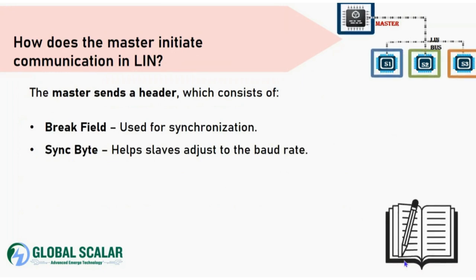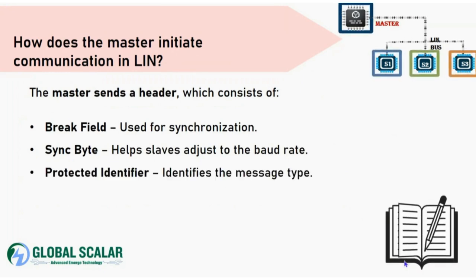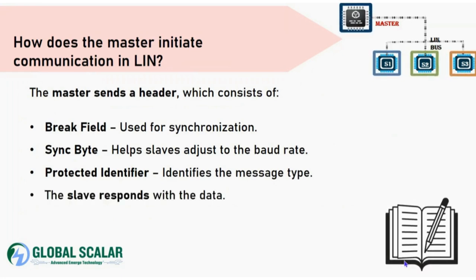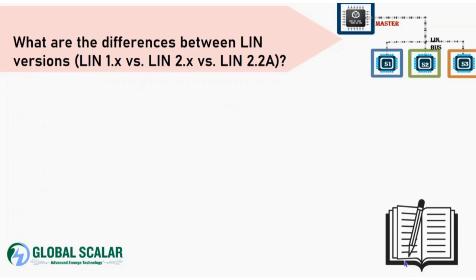The sync byte helps the slaves adjust to the baud rate, and the protected identifier identifies the message type. The slave responds with the data. What are the differences between the LIN versions?